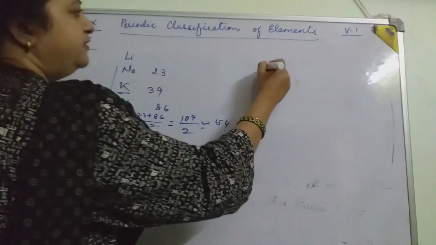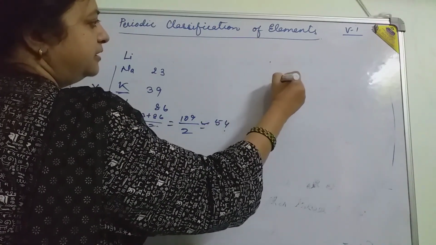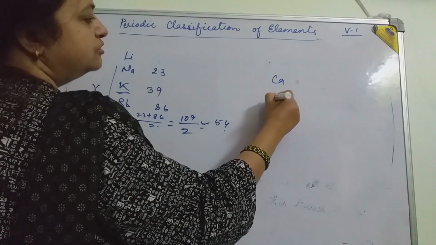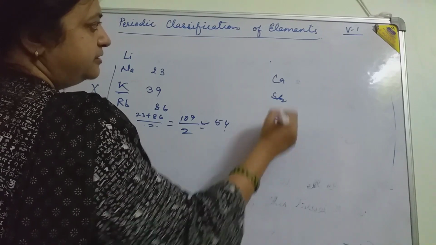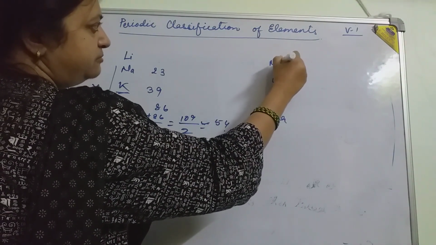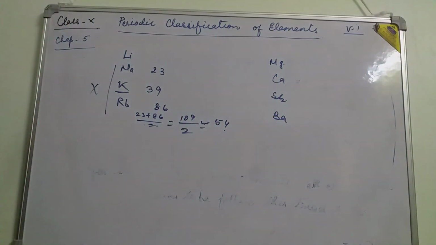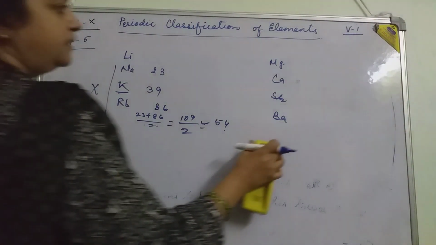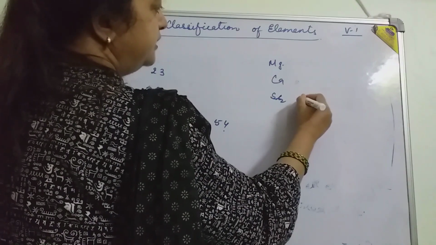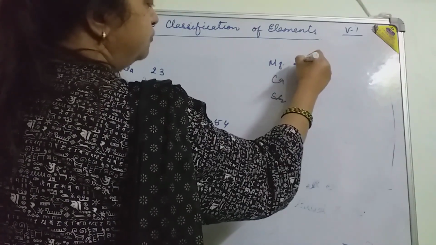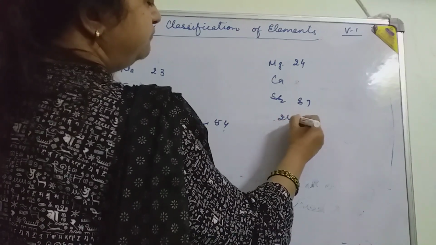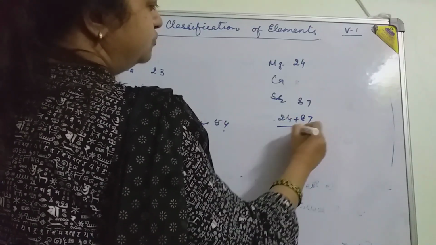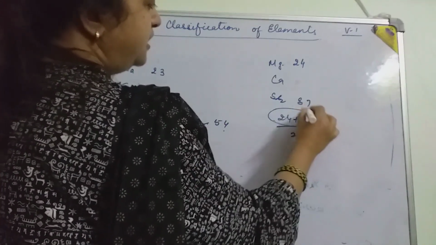Another: when we consider calcium, strontium and barium, this triad is correct. But if we consider magnesium, calcium and strontium, with masses 24 and 87, the average, 24 plus 87 by 2, is more than 50.